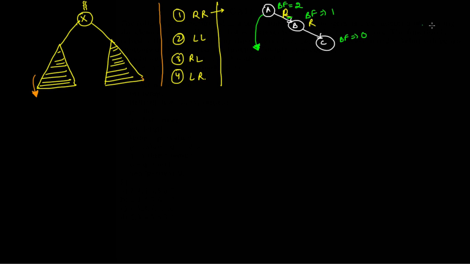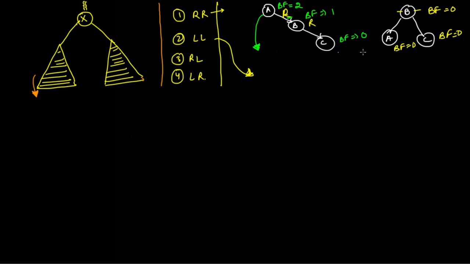Okay, so the tree will become something like this: B, A, and C. Now if you try to find the balance factor in this case, the balance factor for C is 0, the balance factor for A is 0, and the balance factor for B is also 0. So this is called a right anomaly, and this anomaly can occur anywhere. Okay, and next is the left anomaly.